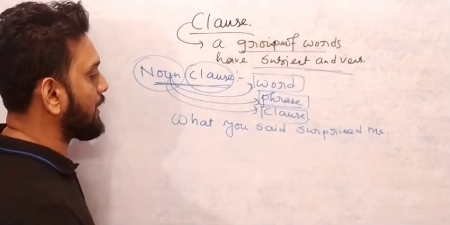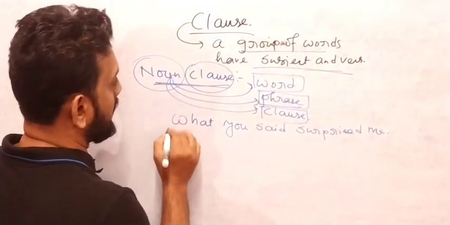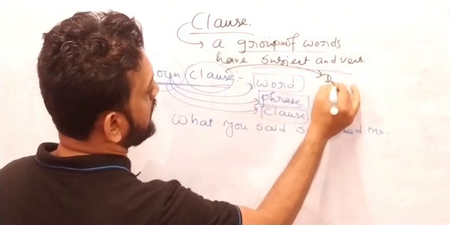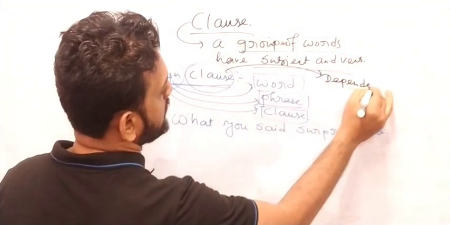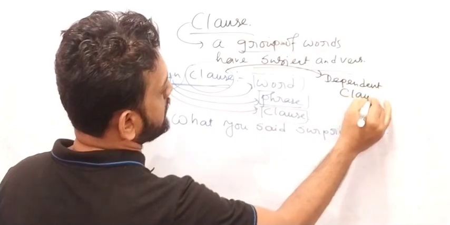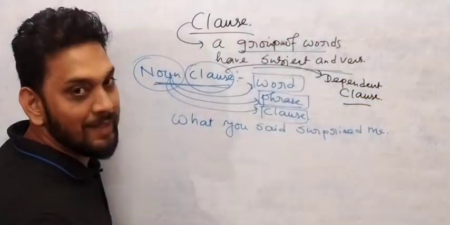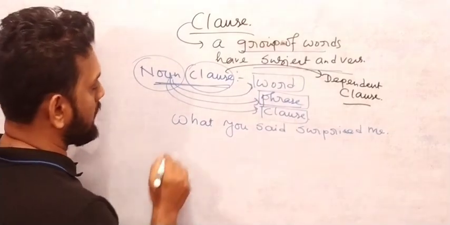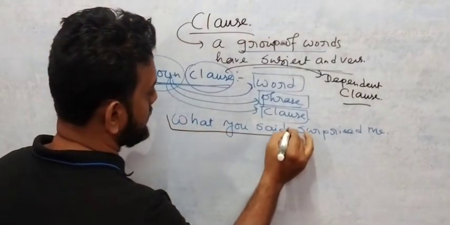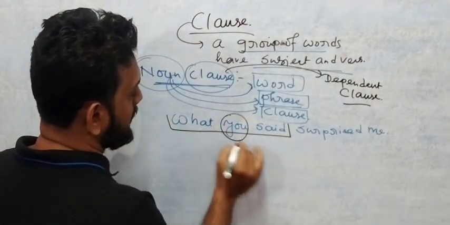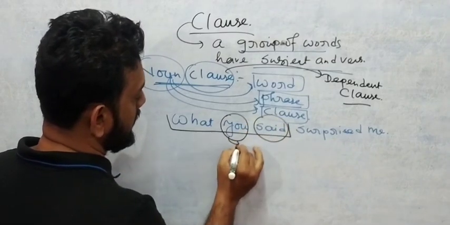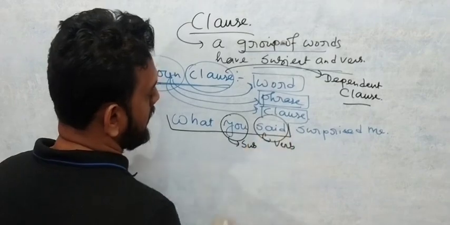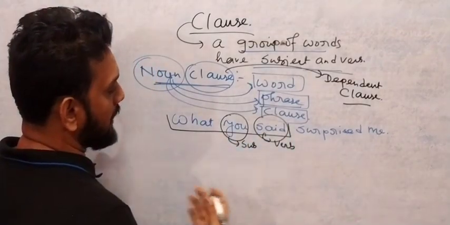Now, let's break it down like this. What you said. And remember that a noun clause is always a dependent clause. Dependent clause. Last day I told you what an independent clause and a dependent clause are. Today I am going to discuss the dependent clause. You see, in what you said, you is the subject and said is the verb. Yes or no? What you said surprised me.